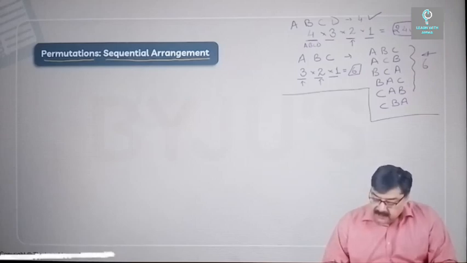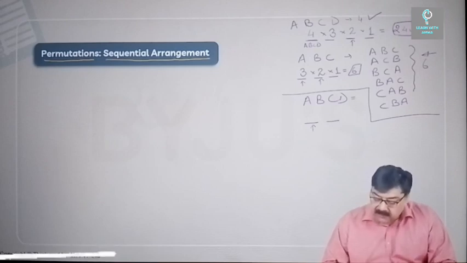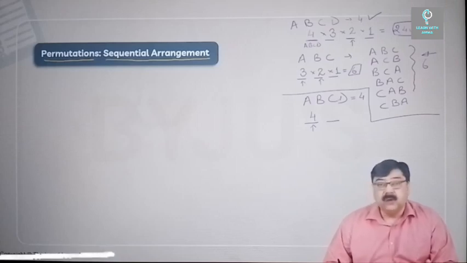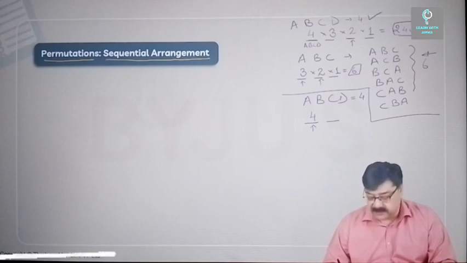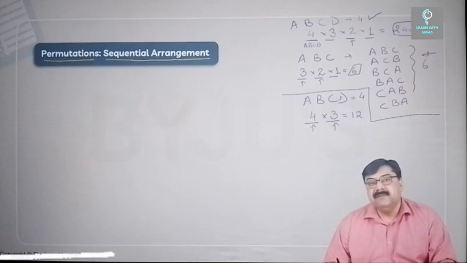Now let us say that we are given A, B, C, D, 4 letters, and we have to find out in how many ways 2 letters can be arranged without repetition. So that means the total number of letters is 4. For the first position, we have 4 options, A, B, C, D. Any one out of these 4 letters will fill up the first position. The remaining are 3, so we have 3 options to occupy the second position. So 4 into 3, there will be 12 arrangements of 2 letters that can be formed from A, B, C and D, that is 4 letters.